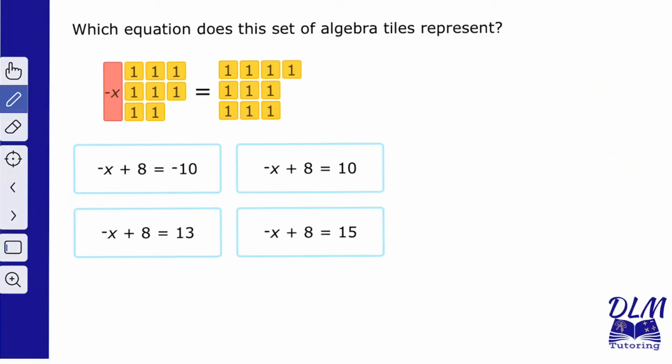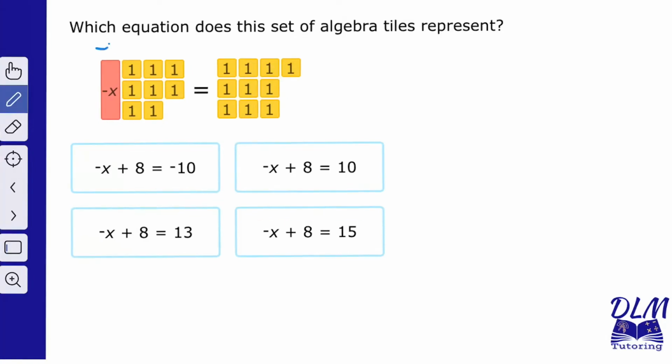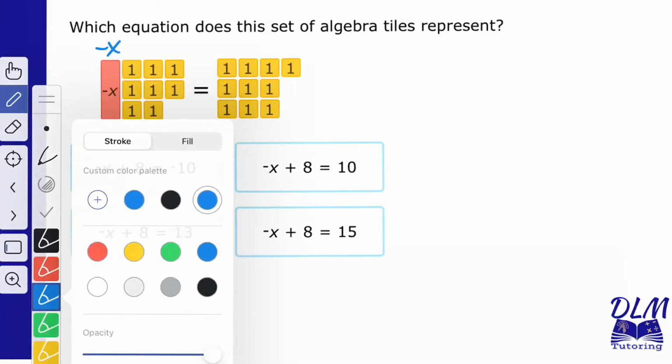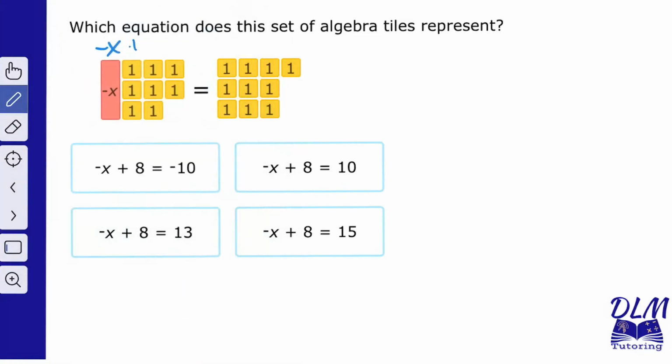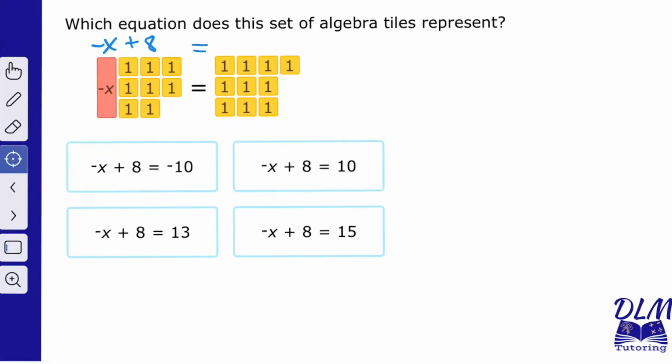Which equation does the set of algebra tiles represent? In this case, I'm going to be working backwards. So instead of writing out what the algebra tiles look like, I'm going to be writing out what the equation is, looking at each part by itself. So the first part is negative x, and I put a negative x. The next part, 1, 2, 3, 4, 5, 6, 7, 8. That's a positive 8, so that's a plus 8, equal sign, and then I'm going to count my next numbers.